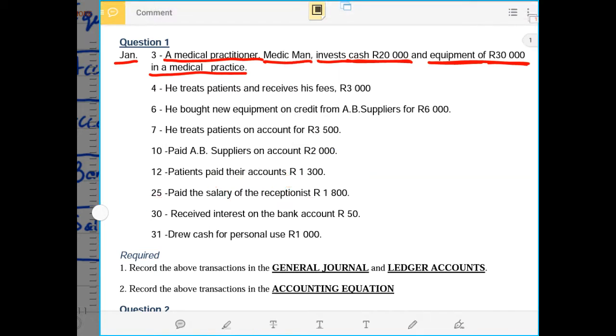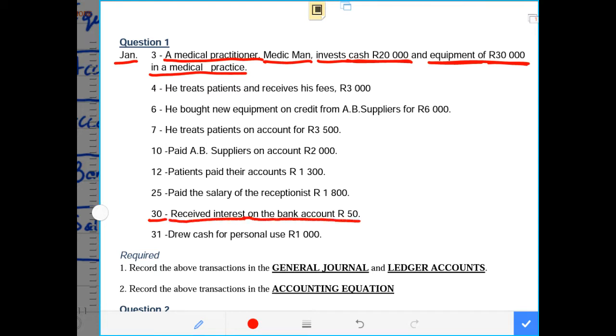Then we are now on the 30th of the month of January. And it says on the 30th of the month of January, we received interest on the bank account, 50 rand. So now that means our bank account had a favorable balance. So that means we had a positive bank balance. Therefore, now we received an interest on that, and we know that this will be income. This will be income, and income that is called interest income.